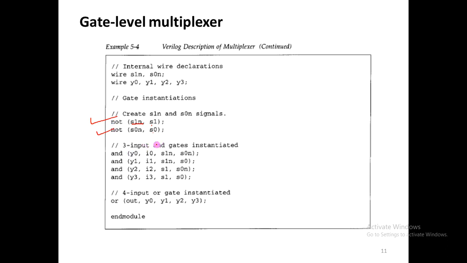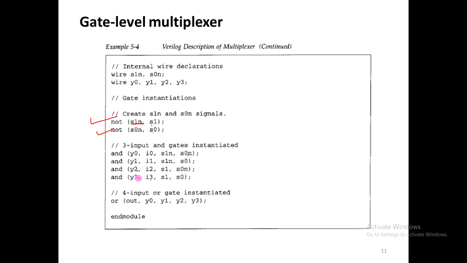Similarly, the AND gates that we have used are 3-input NAND gates, and their outputs have been declared as the net intermediates Y0, Y1, Y2, Y3. So the first AND gate output is Y0. Its inputs are I0, S1 bar and S0 bar, which we call S1N and S0N. Similarly, the next AND gate's output is Y1. Its inputs are I1, S1 bar and S0. The third AND gate has Y2 output, I2 input, S1, S0 bar. And the last one, Y3 is the output, I3 is the input, S1, S0.